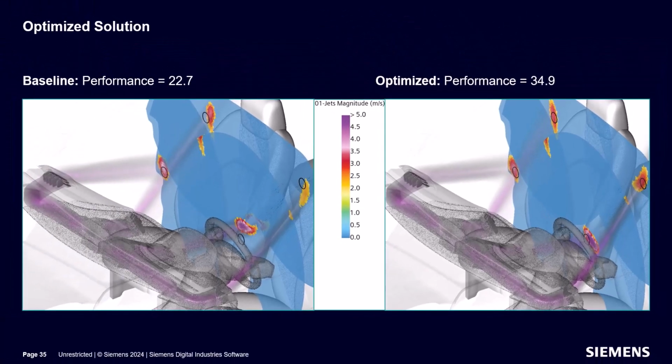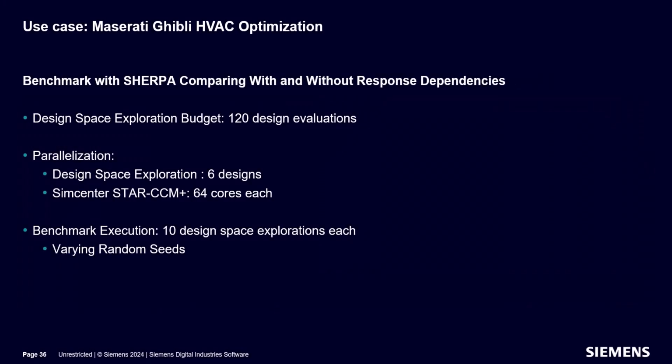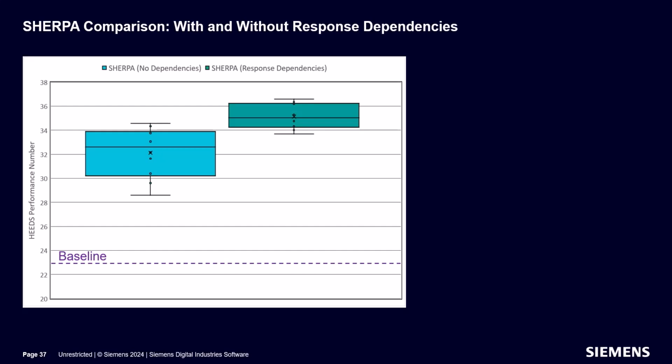Let's now alter our focus to the performance gains observed when utilizing response dependencies on this problem. Recall the methodology for comparison discussed earlier. Next, we will compare the results from 10 separate optimizations with SHERPA using response dependencies versus 10 separate optimizations with SHERPA where no response dependencies are leveraged. The difference between the 10 optimizations in each case is the random seed utilized, which influences the starting population for the optimization. Shown here are the results from the comparison.